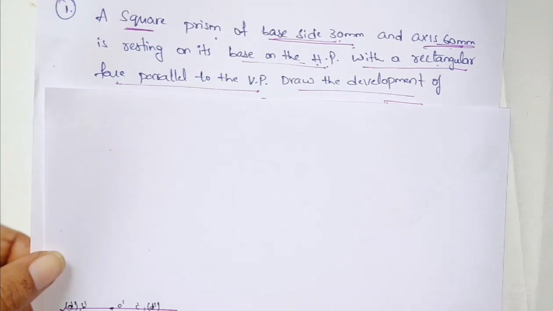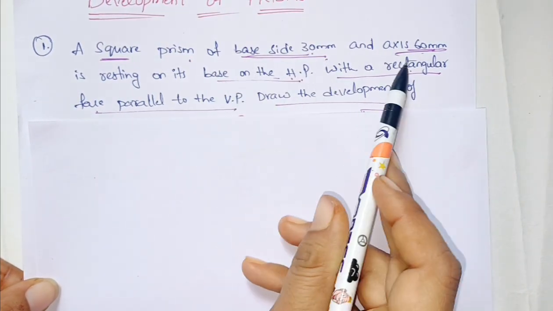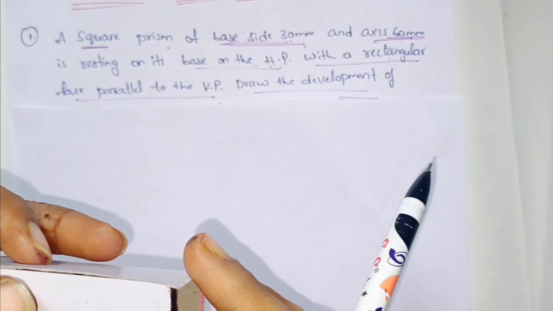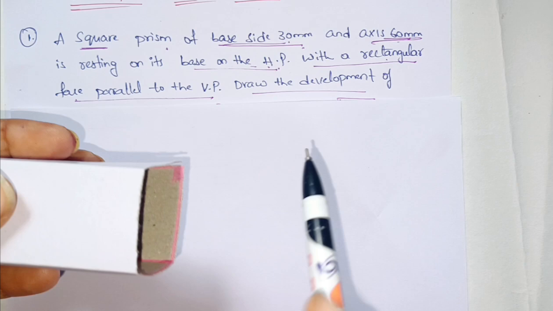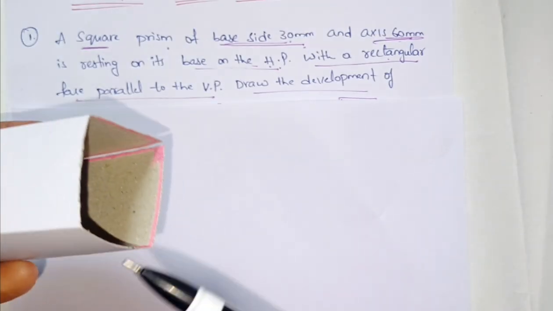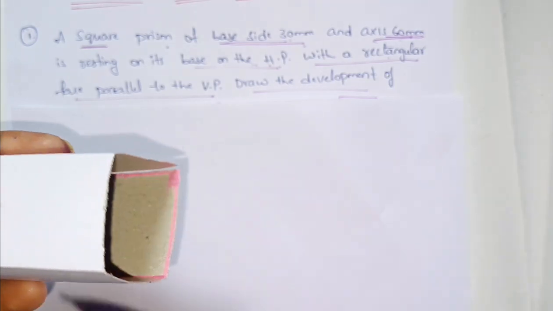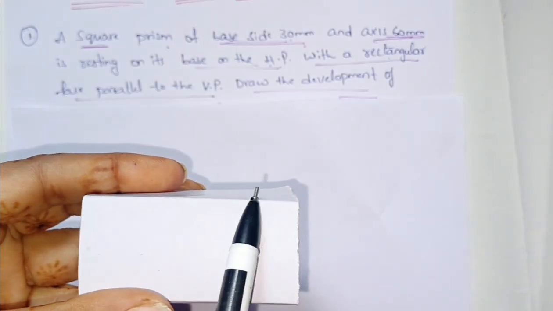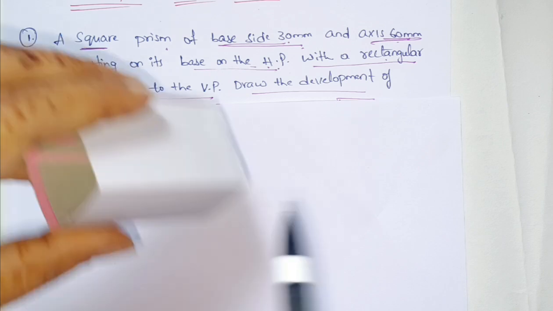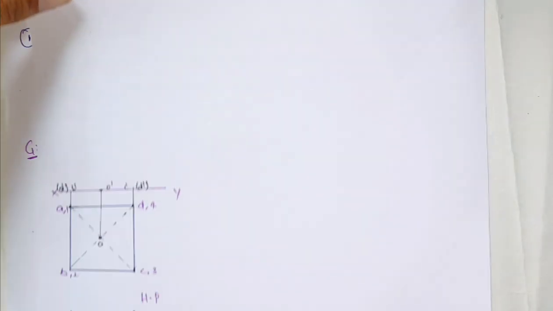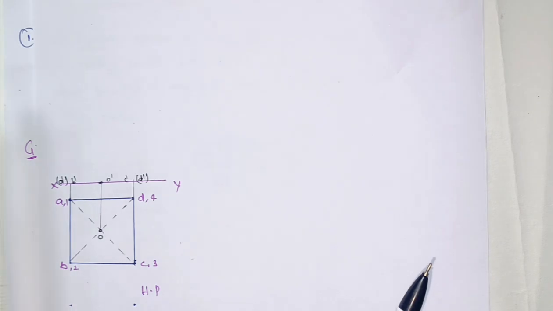So, 60 mm axis, and here mention the side, this is the square, the side of 30. The four sides, 1 2 3 4, are 30, and this axis is given 60 mm. It is resting on HP, which means definitely it comes on the downside of the diagram. So we have already drawn the square and we have to draw the axis of 60 mm.